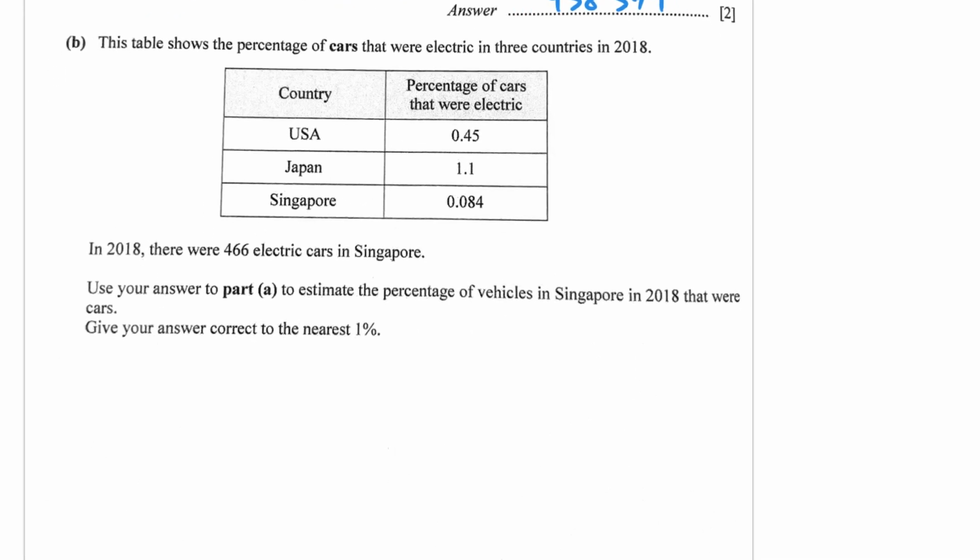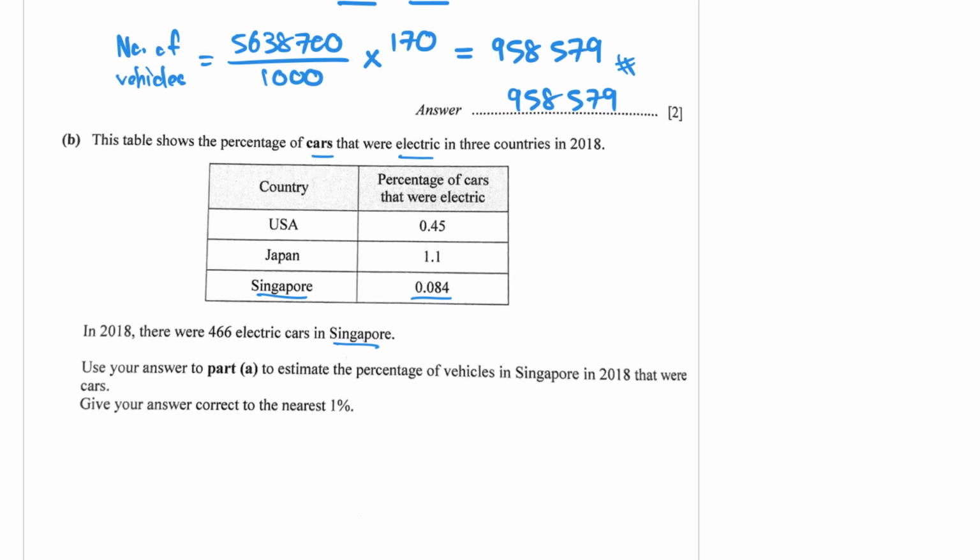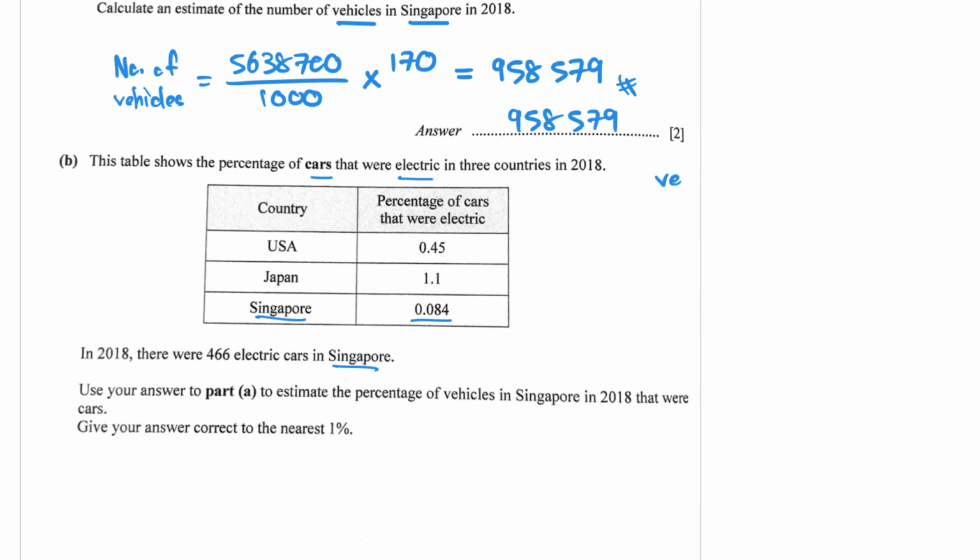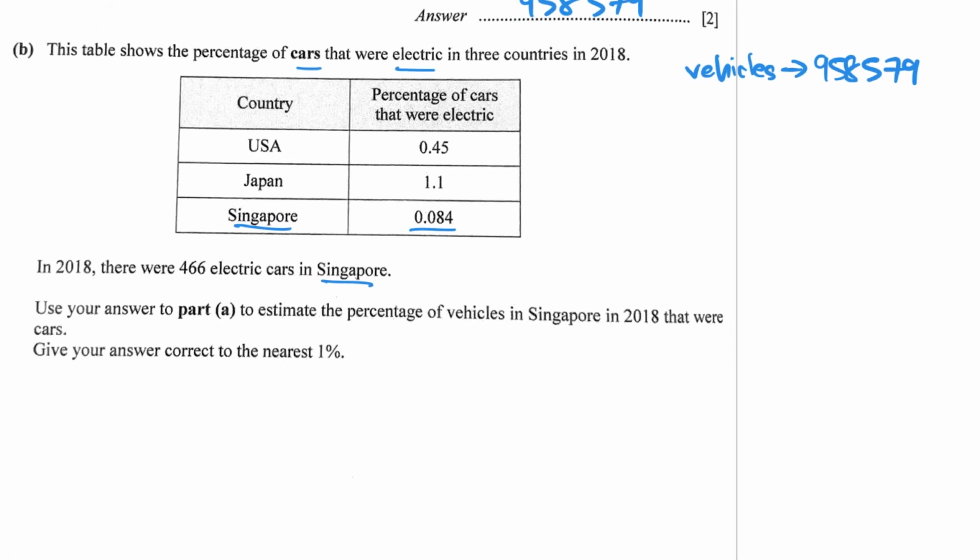Now, this table shows the percentage of cars that were electric. So there's electric cars now in the 3 countries. So again, we are talking about mostly Singapore, so focus on this. In 2018, there were 466 electric cars. Use your answer in part A to estimate the percentage of vehicles in 2018 that were cars. Right, so you're going to be really careful of the English here. So in part A, we have vehicles, okay? 958,579 vehicles. But you don't know how many cars there were.